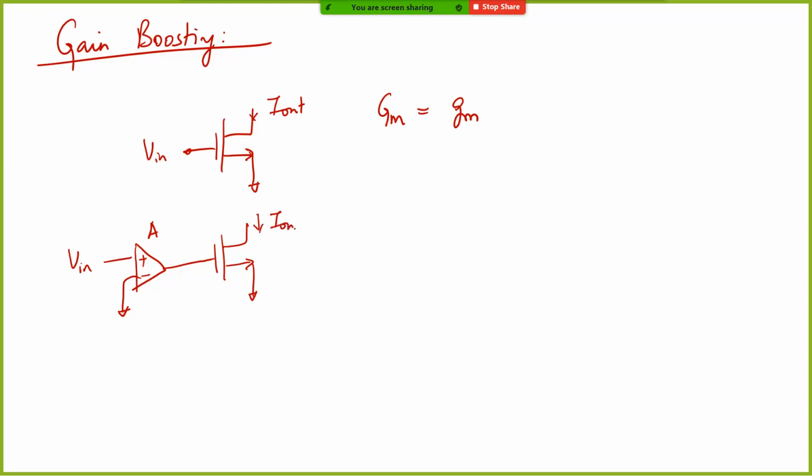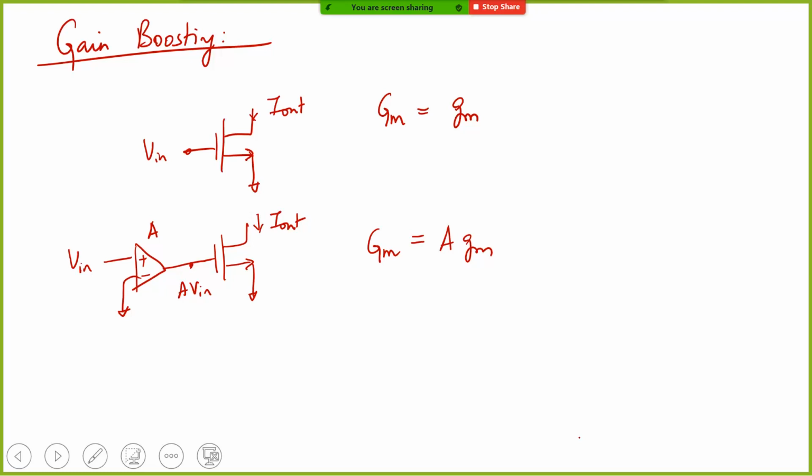Now, if you calculate the short circuit output current and compute the effective transconductance capital GM, what will be the transconductance of this particular circuit? It will be A times GM, because you will have a voltage of A times V in here, and this transistor has a transconductance of GM, right? So you basically have an overall transconductance of A times GM.